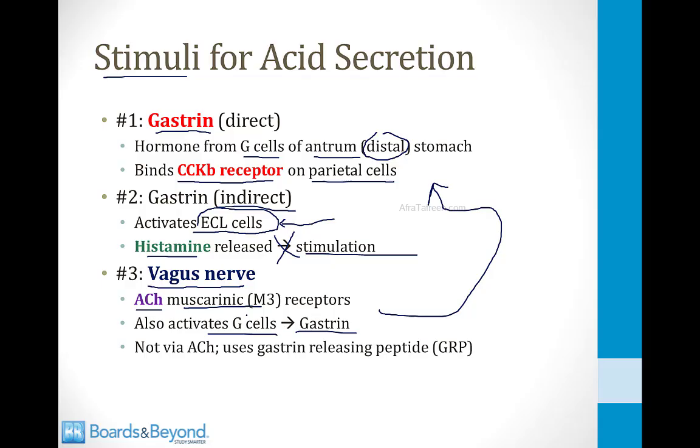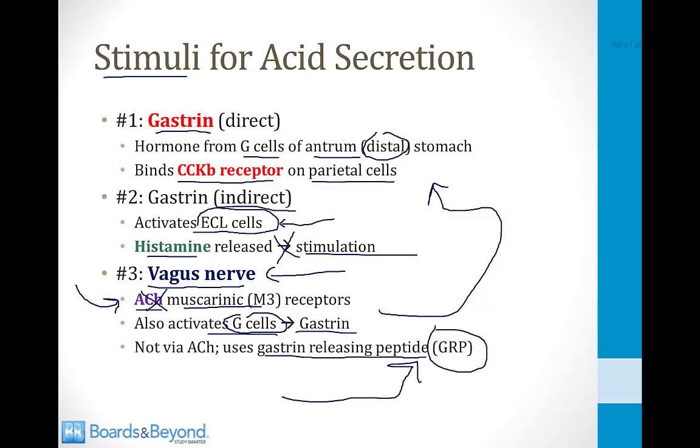Now there's a peculiar feature of the way the vagus nerve activates these G cells to release gastrin. It does not use acetylcholine as the neurotransmitter. Instead, it uses an unusual protein called gastrin-releasing peptide, or GRP. The reason this is clinically important is that if you block acetylcholine, you will not block the vagus nerve's effect on the stomach, because this GRP will continue to function and it will stimulate acid secretion.